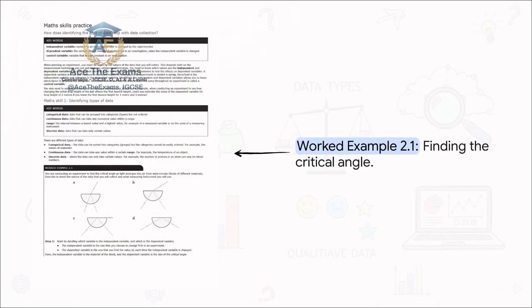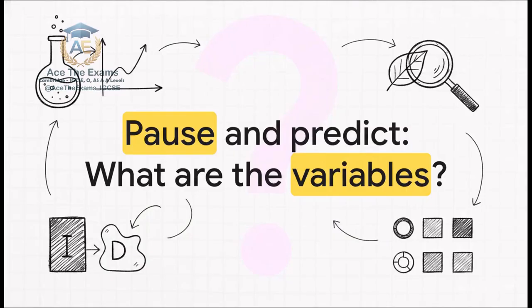Okay, let's escalate the stakes a bit and apply this entire framework to a real Cambridge-style worked example. Consider a classic physics 0625 scenario: light emerging into the air from semicircular blocks made of different materials. The goal of the experiment is to find the critical angle for these different blocks. This setup specifically tests whether you can extract a flawless experimental design from just a simple text description and a basic diagram.